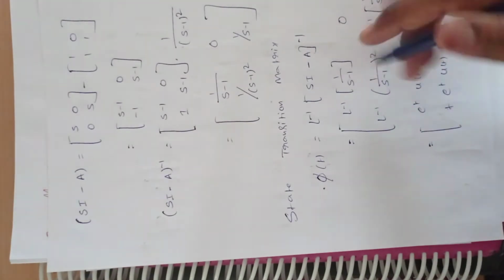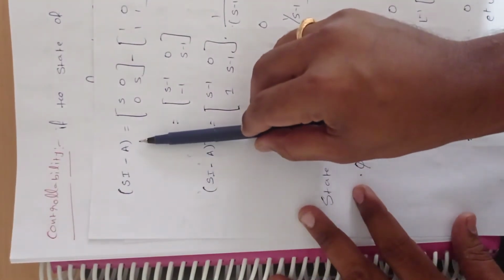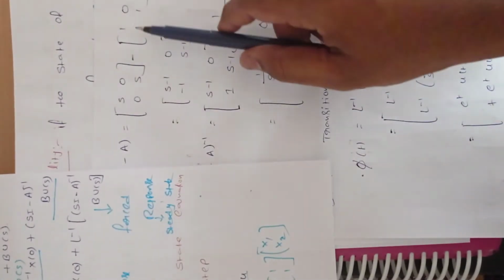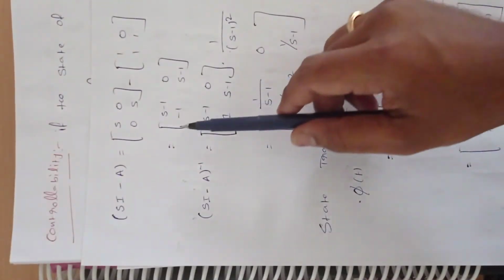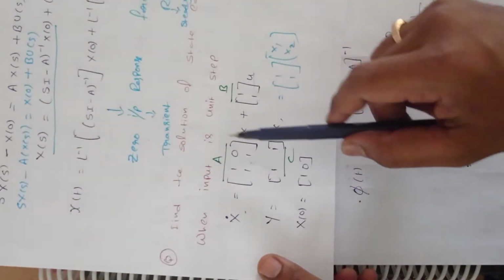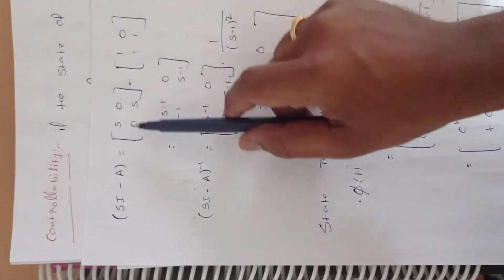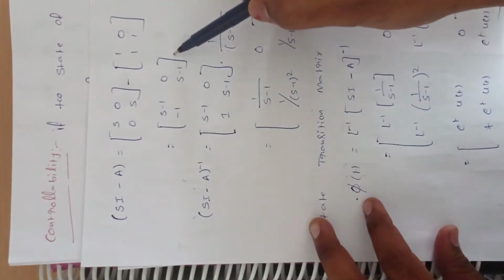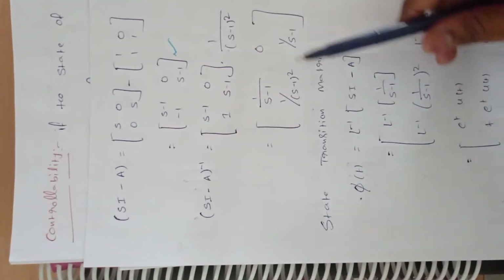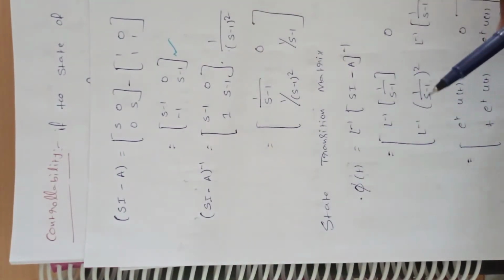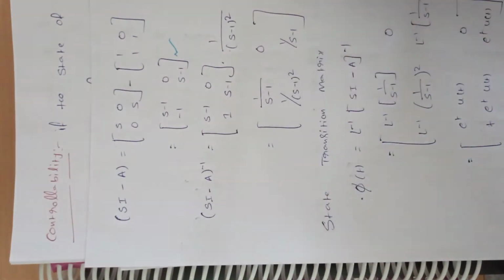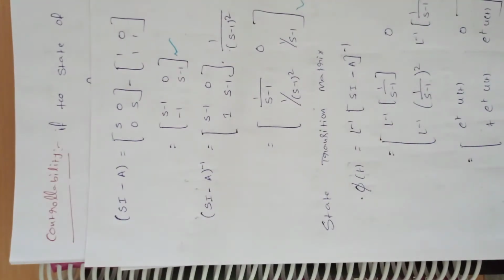Here we'll see first thing, si minus a to find out. As per the given question, we know the a value equal to 1 0 1 1, and s into I equal to s 0 0 s. Si minus a will receive this matrix, and the inverse of this one is as in the previous one. The matrix basics you already know, though I don't want to waste your time. Si minus a whole inverse, if you find out, finally you will receive this one: 1 by s minus 1, 0, 1 by s minus 1 whole square, and 1 by s minus 1.